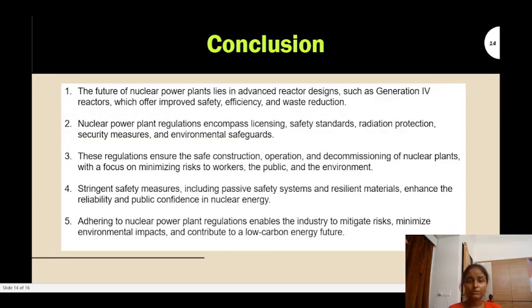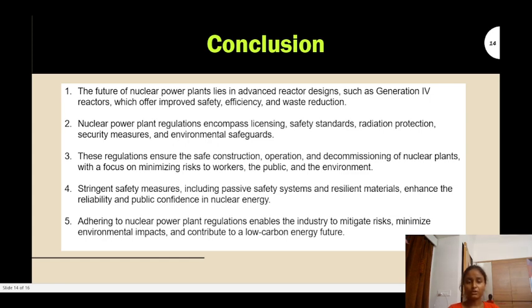Conclusion. I would like to say that the future of the nuclear power plant lies in advanced reactor designs such as generation IV reactors, which offer improved safety, efficiency, and waste reduction. Nuclear power plant regulations encompass licensing, safety standards, radiation protection, security measures, and environmental safeguards. These regulations ensure the safe construction, operation, and decommissioning of nuclear plants with a focus on minimizing risk to workers, the public, and the environment.